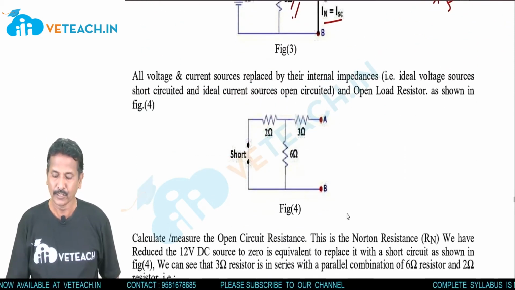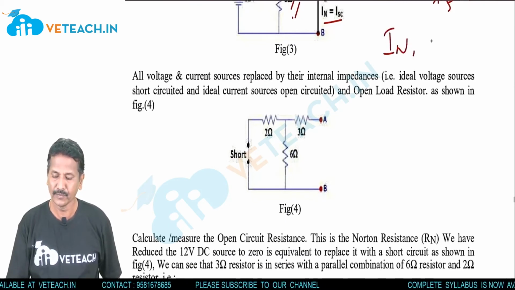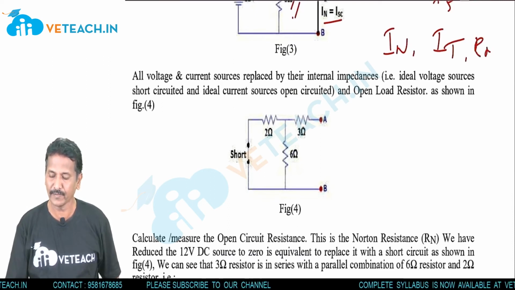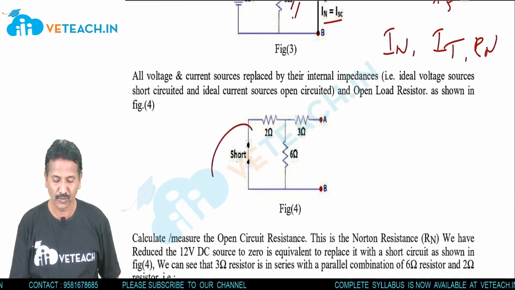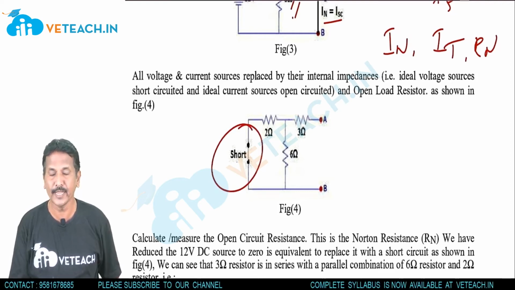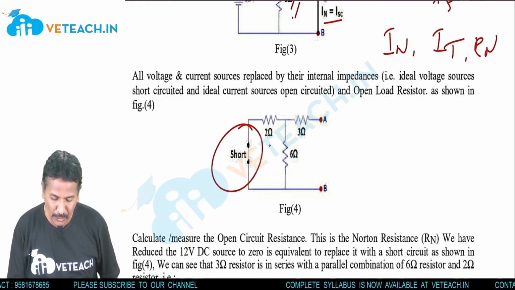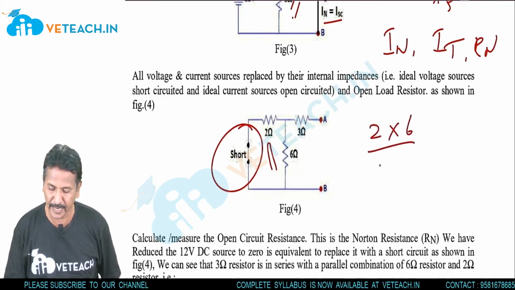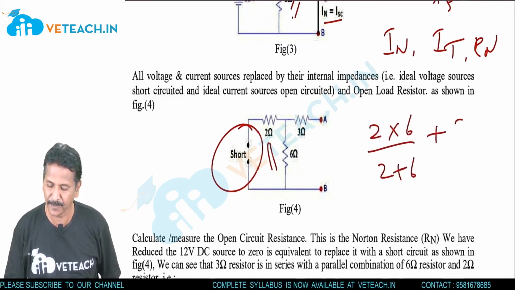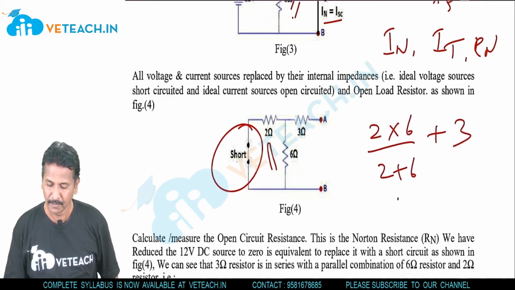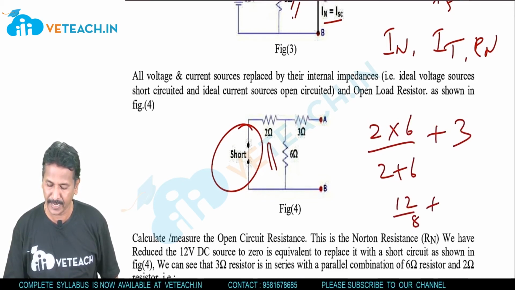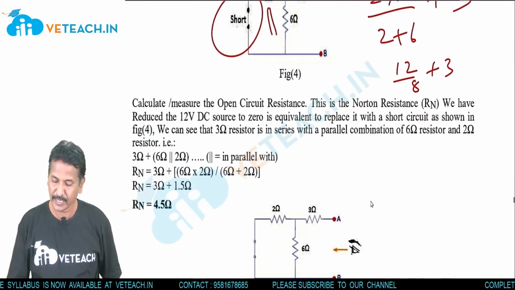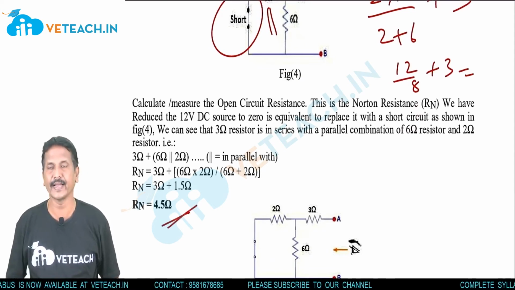Norton's current is less, right? So you know IN now, you know the total, right? So what do you have to find again? You have to find the value of RN. So RN means what? The source should be short circuited. When it is short circuited, these two are in parallel. That is 2 into 6 by 2 plus 6, plus 3. So 12 by 8, plus 3. Right? So how much will you get? You will get here 4.5 ohms.